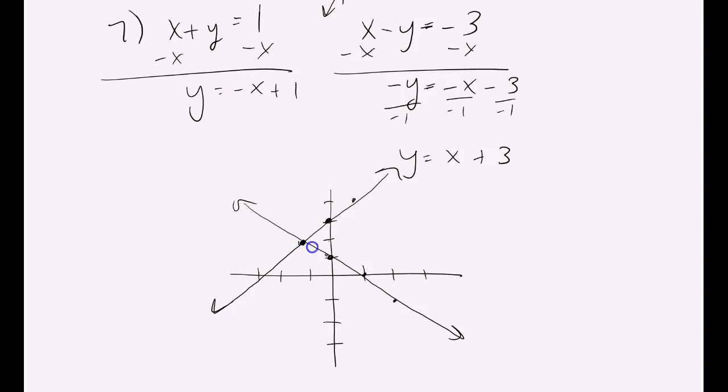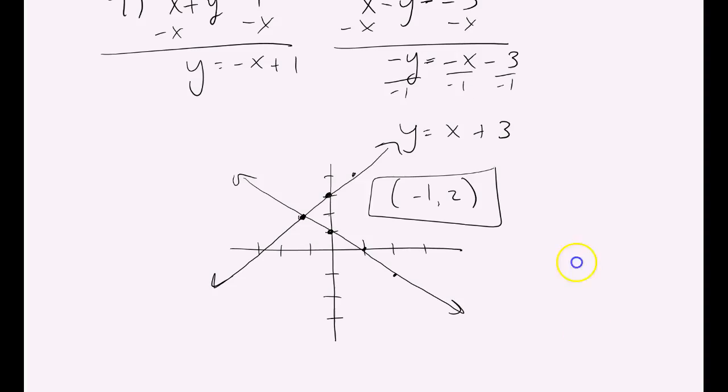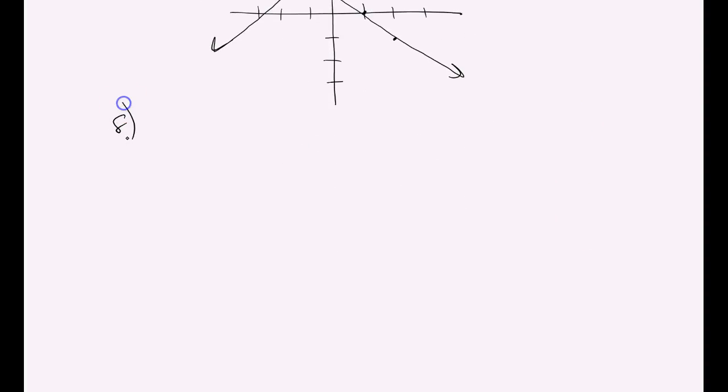So they crisscross right there, and that looks to be the point negative 1, positive 2. Hopefully that's what it looks like on your grid, because that is correct. So that is the correct answer for this system of equations. And the last one, number 8.